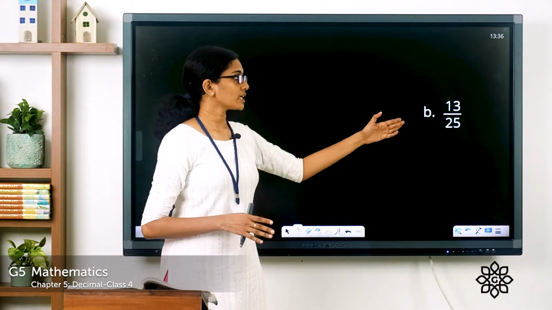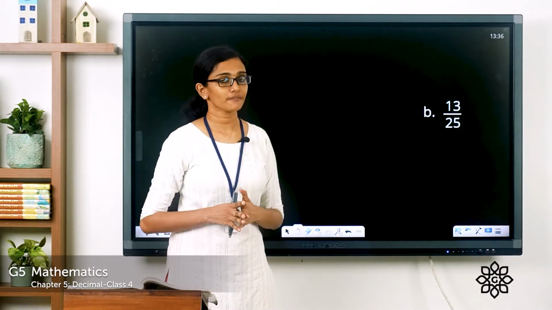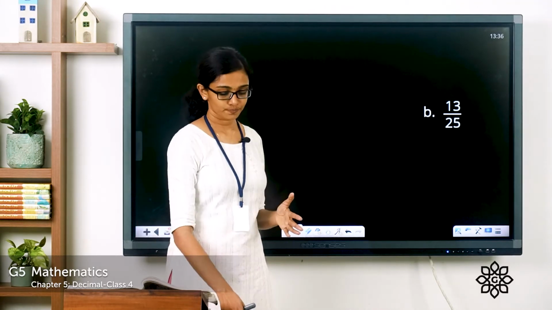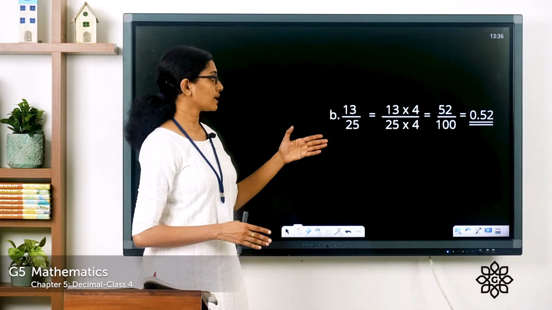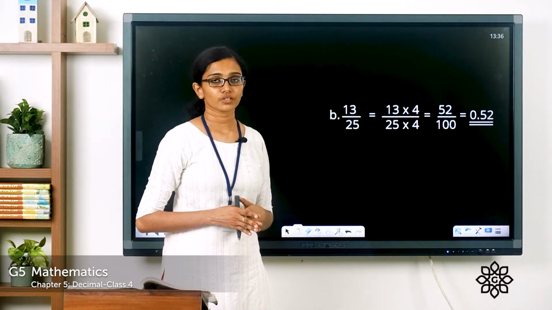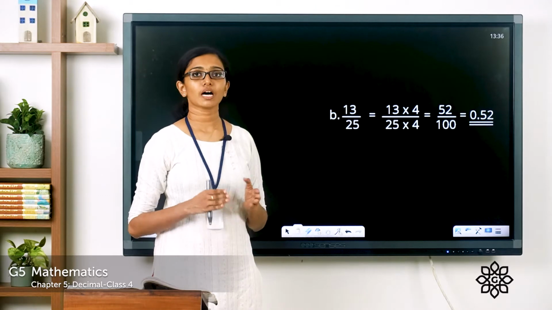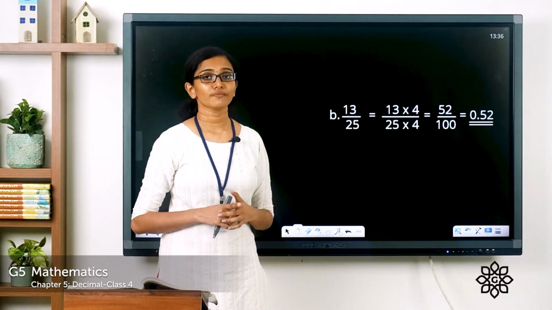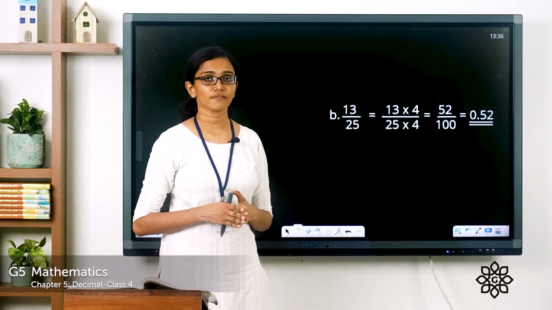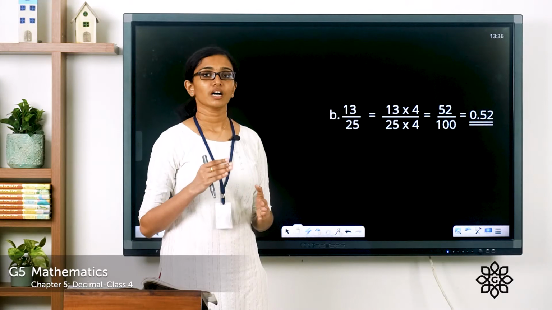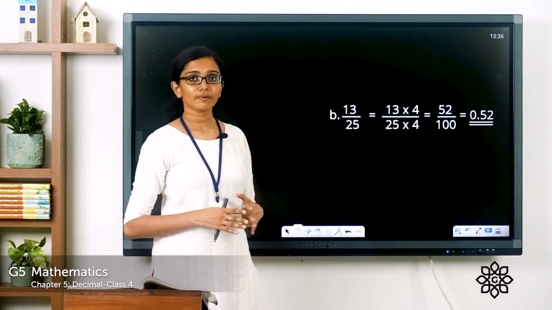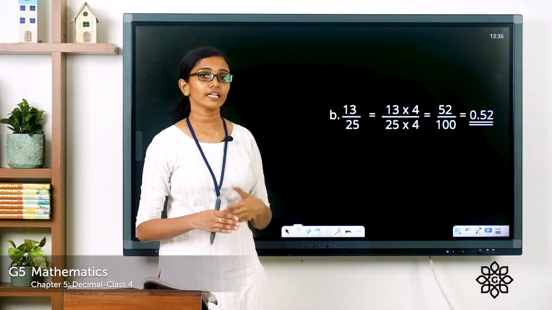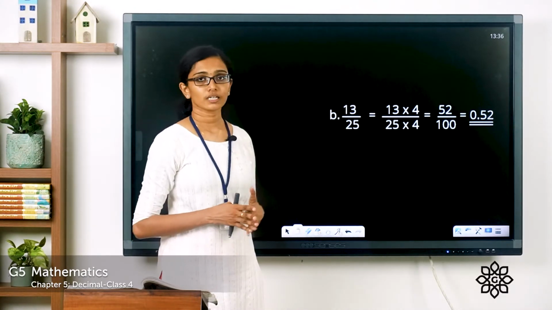So we have the denominator 25. Is 25 a multiple of 10? No. Can we change that to a multiple of 10? Yes. How? Let's first change 13 by 25 to an equivalent fraction so that the denominator becomes a multiple of 10. So we know 25 ones are 25, 25 twos are 50, 25 threes are 75, and 25 fours are 100. So if we multiply this 25 with 4, we get the denominator 100. Then it will be easier for us to change it to a decimal number.